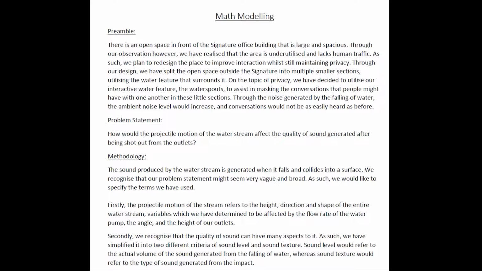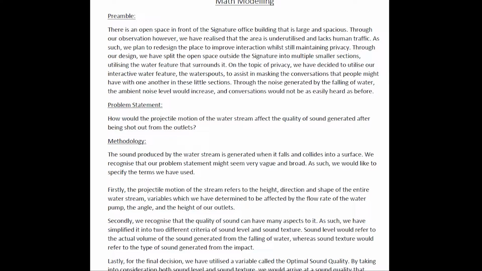And all these are variables which we have determined to be affected by the flow rate of the water pump, the angle of the outlet, and the height of the outlet. So these three will be the ones that we will control during the experiment later. Next, we also recognize that quality of sound can have many aspects, and as such we have split it into two different criteria of sound level and sound texture. Sound level is what we would refer to as how loud or how soft the sound is, which is measured in decibels, whereas sound texture refers to the type of sound generated, and we will touch more on this later in the experiment.